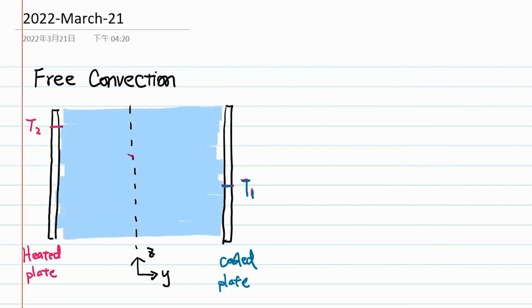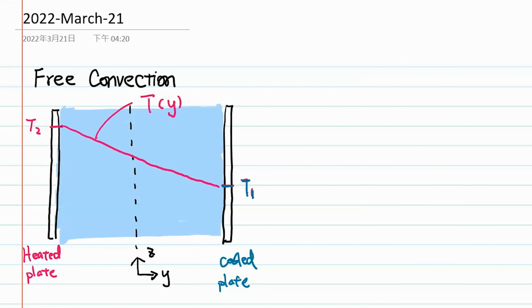T2. T1 is the temperature on the right-hand side, which is a cooled plate maintained at a lower temperature T1. On the left-hand side, we have a heated plate with temperature maintained at T2. You could imagine that in between the two plates, if the liquid is not moving at steady state, we will have some linear temperature profile across the plate. So we're going to have temperature as a function of y.